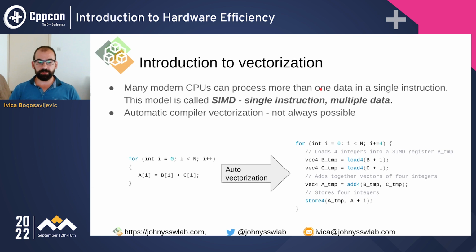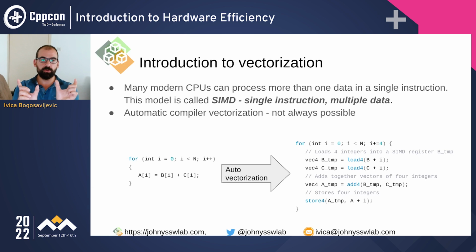With regards to computationally intensive codes, a really important thing to make the best use of the CPU resources is called vectorization. So what is vectorization? Many modern CPUs can process more than one piece of data in a single instruction. So what does that mean? The CPU can load 4 doubles in a register that can hold 4 doubles. It can load another 4 doubles in a second register.